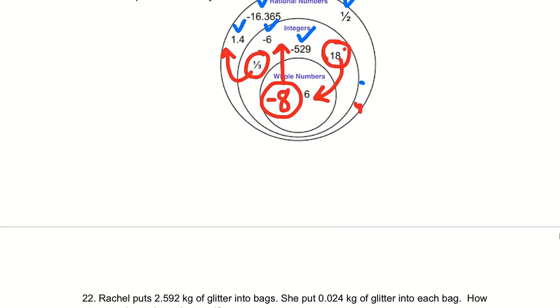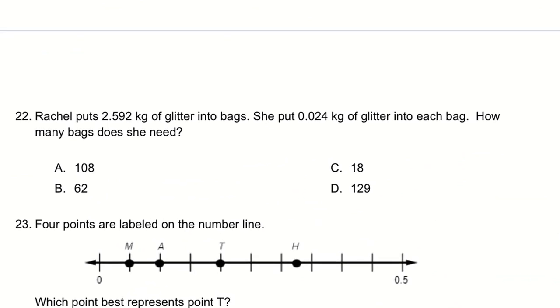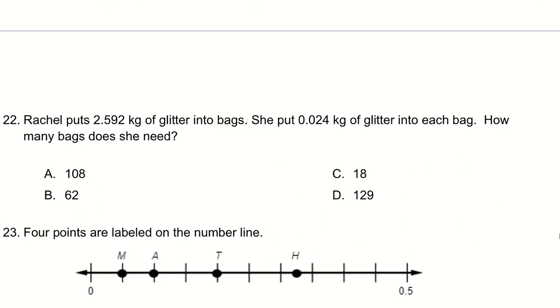Okay, let's take a look at the next one. Rachel puts 2 and 592 thousandths kilograms of glitter into bags. She puts 24 thousandths kilograms of glitter into each bag. How many bags does she need? It looks like we're separating something into littler things, which is going to be our kilograms. It gives us our total here. If we have the total, we divide. So we're going to put that inside my house.